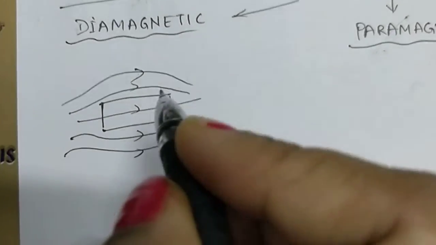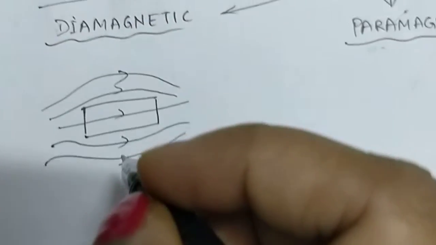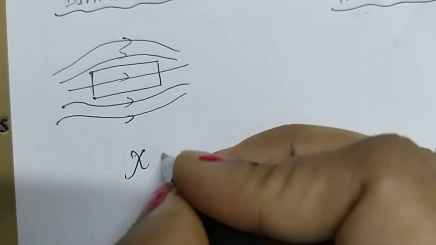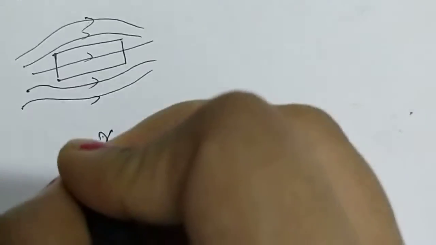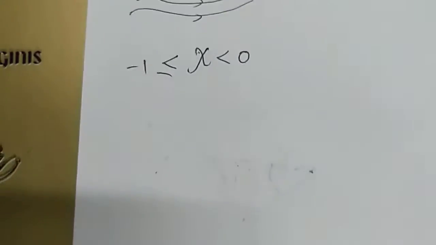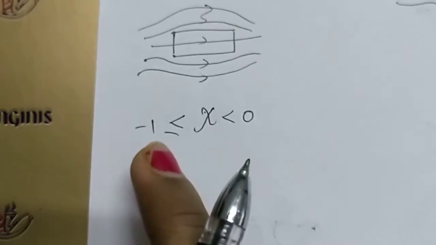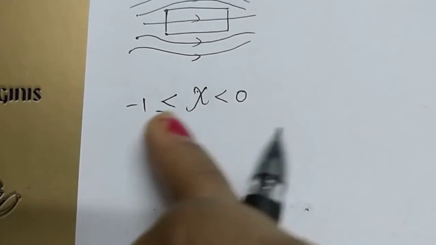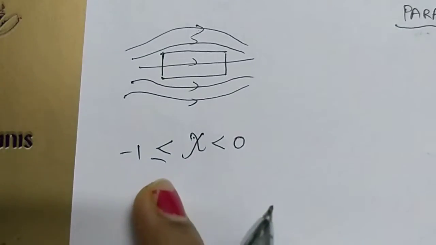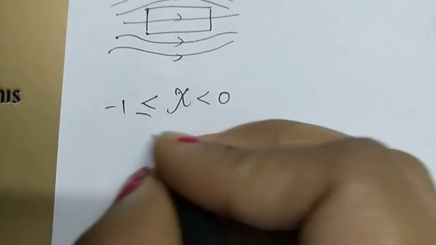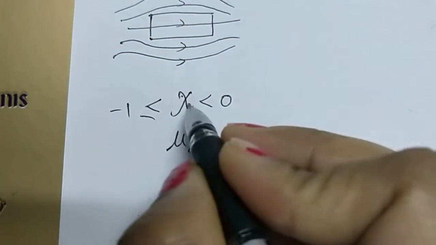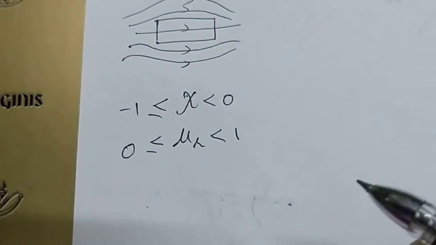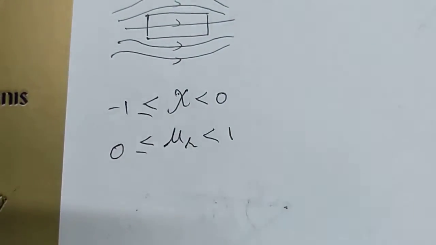And I told you that the susceptibility for a diamagnetic material is less than 1 and greater than or equal to -1. For a perfectly diamagnetic material, xi is equal to -1, but otherwise susceptibility is between these values. Because of this, mu r, which is equal to 1 plus xi, will be between 0 and 1. It's a small number less than 1.